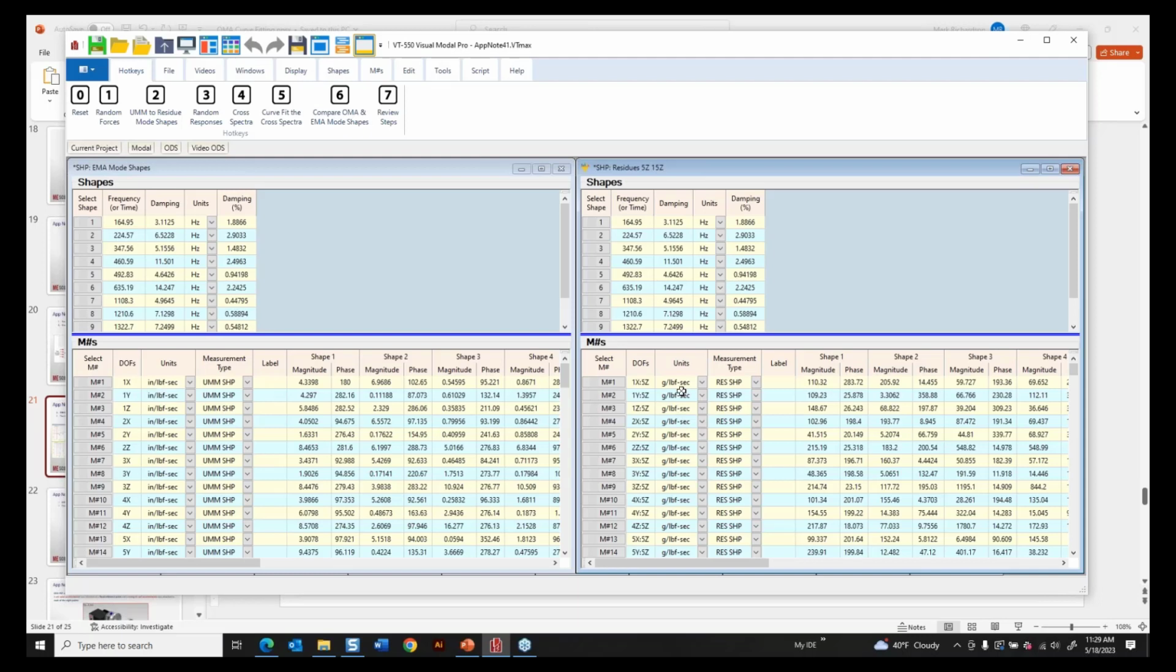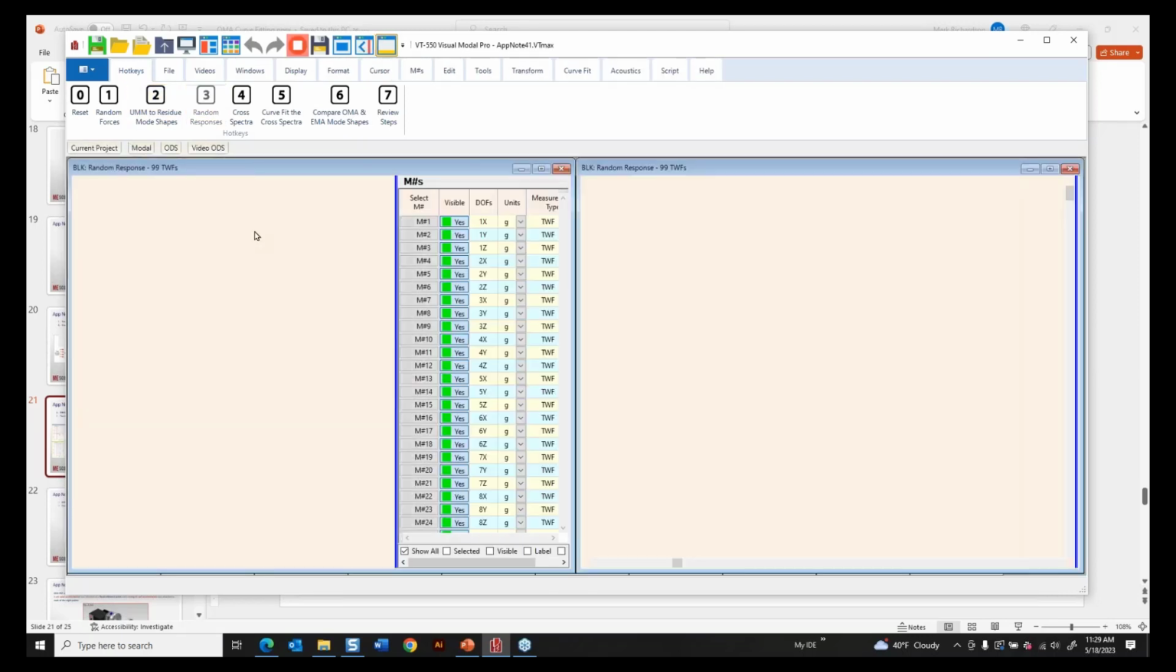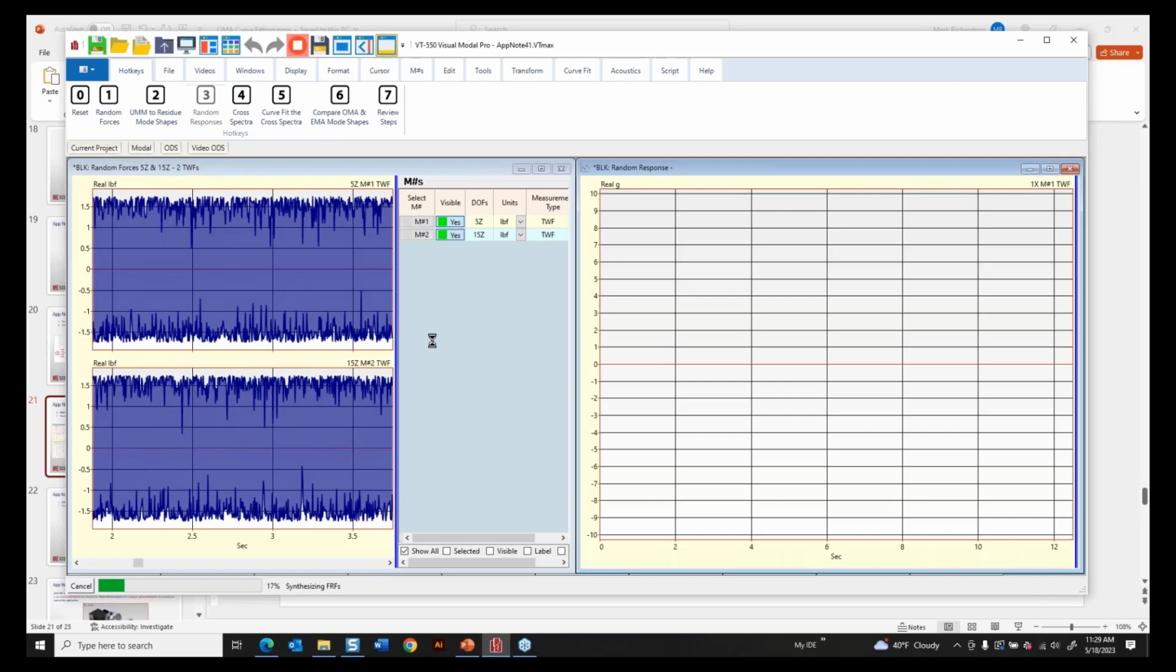Now let's go over here and look at these. This is more realistic in the sense that these have the units of G's, acceleration, divided by pounds of force multiplied by seconds. That's because these are the numerator terms. We went through some of the math in our previous webinars. Let's just go ahead and compute some random responses. So we're going to use the MIMO calculation.